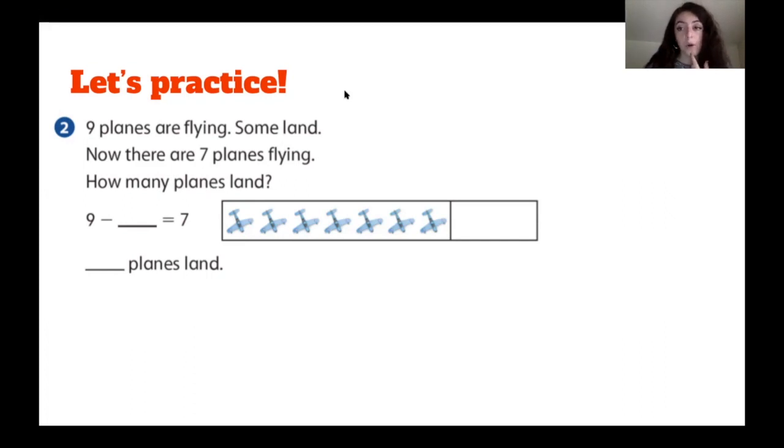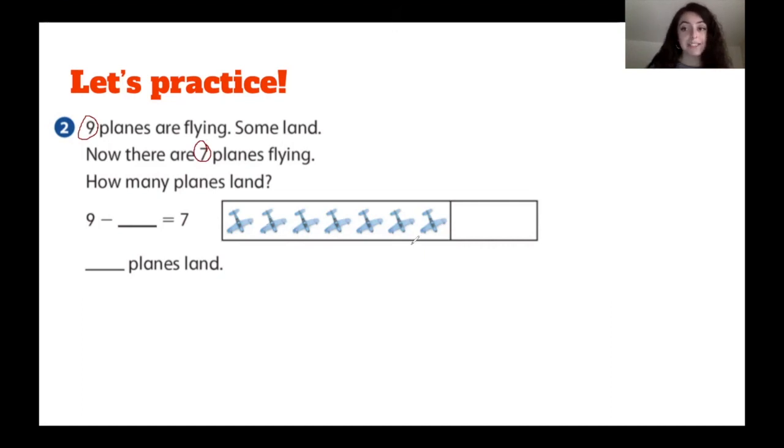Now, let's think about our important information. Think about what important information we should circle. If you said 9 and 7, you're absolutely correct. Now, we don't have a number path anymore. They're showing us with a picture.